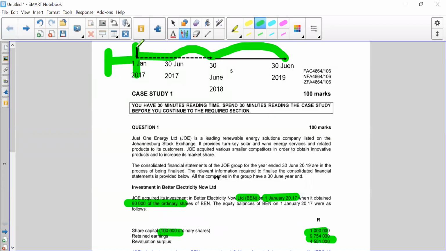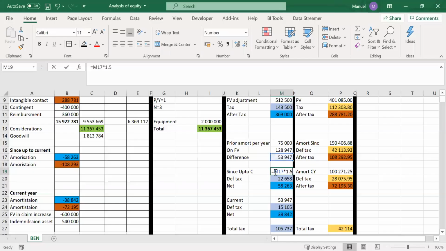Now up to the beginning of the year, just take a step back. So this is our acquisition date. Up to the beginning of the year, we had 6 months plus another year. So that is a year and a half of amortization that we need to account for. So I've just taken that multiplied by a year and a half, taken out the tax on a year and a half, and that gives you your net. That will then impact your profit since acquisition.